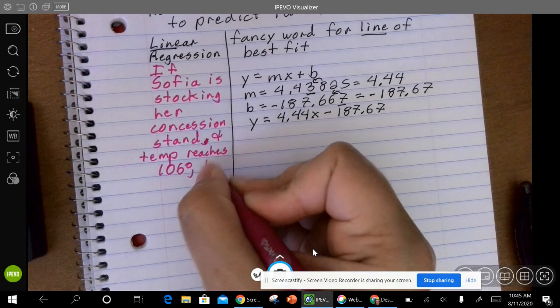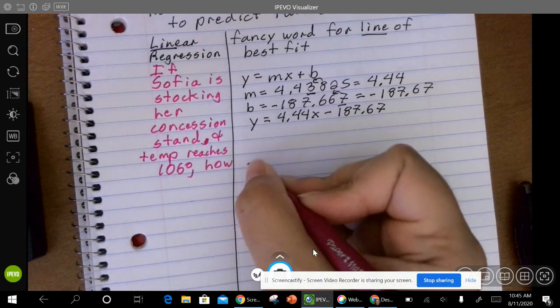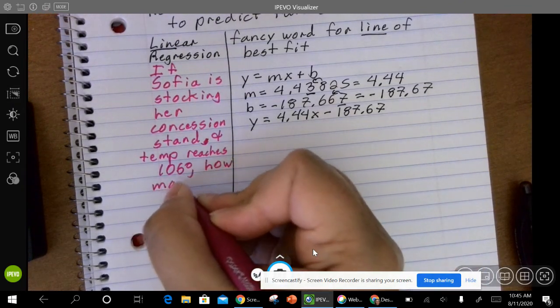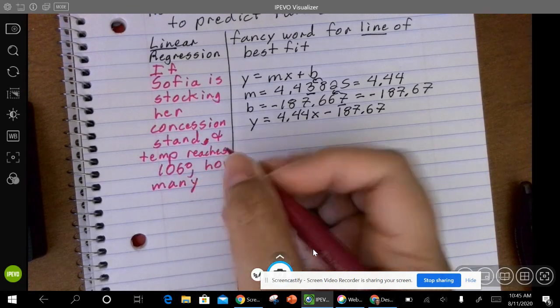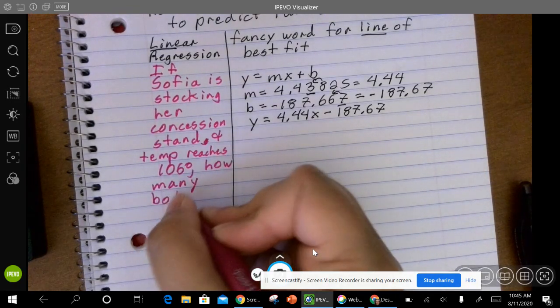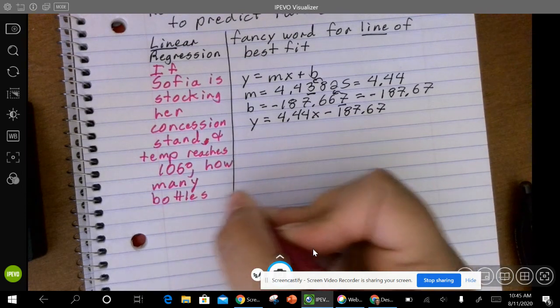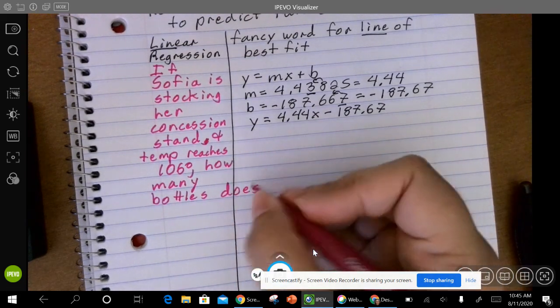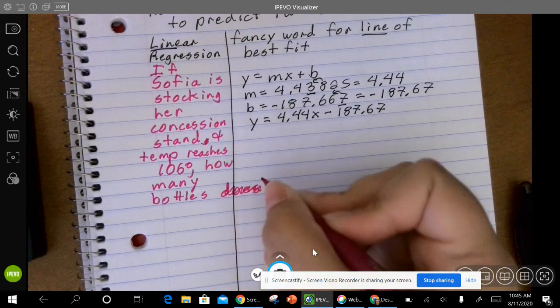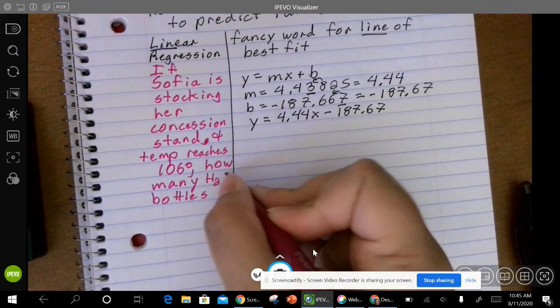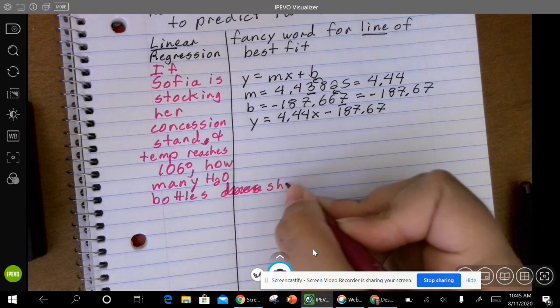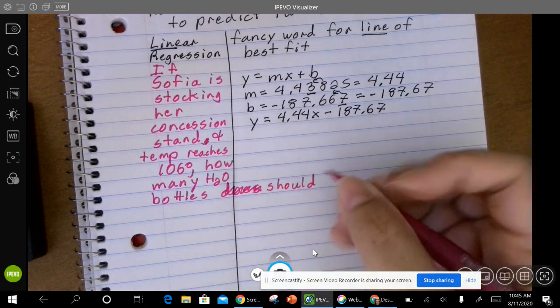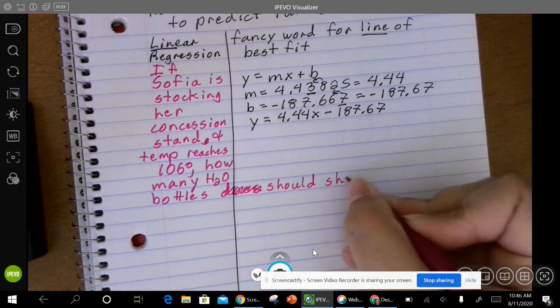So how many bottles? I'm going to put it over here. How many water bottles should she expect to sell?